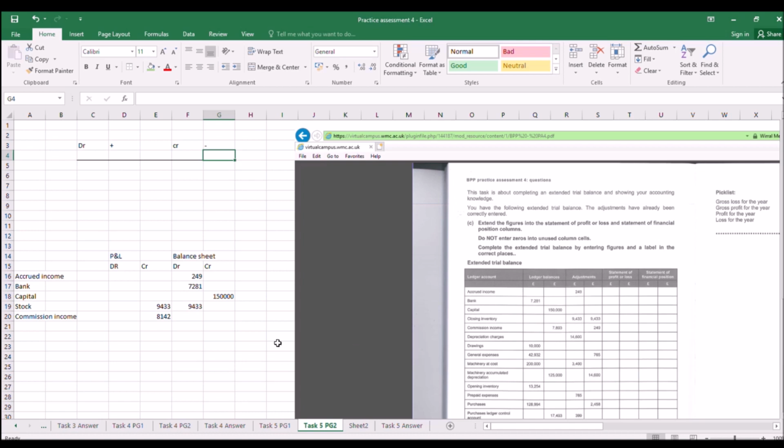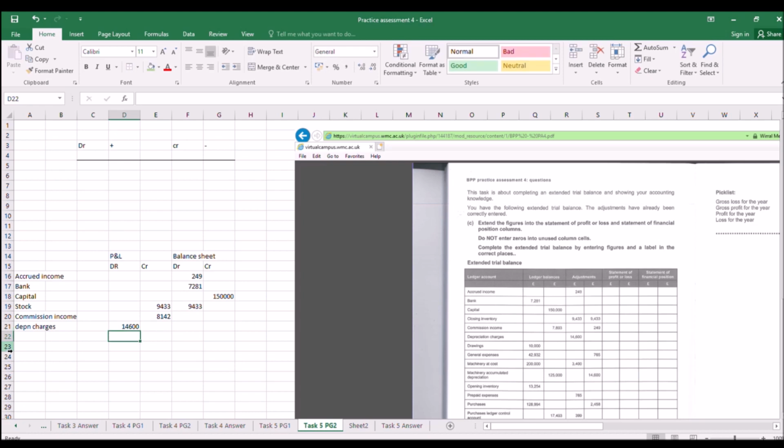Depreciation charges, that would be on the depreciation charges. So because it's a charge, it's telling us that that is going to go into the profit and loss account.